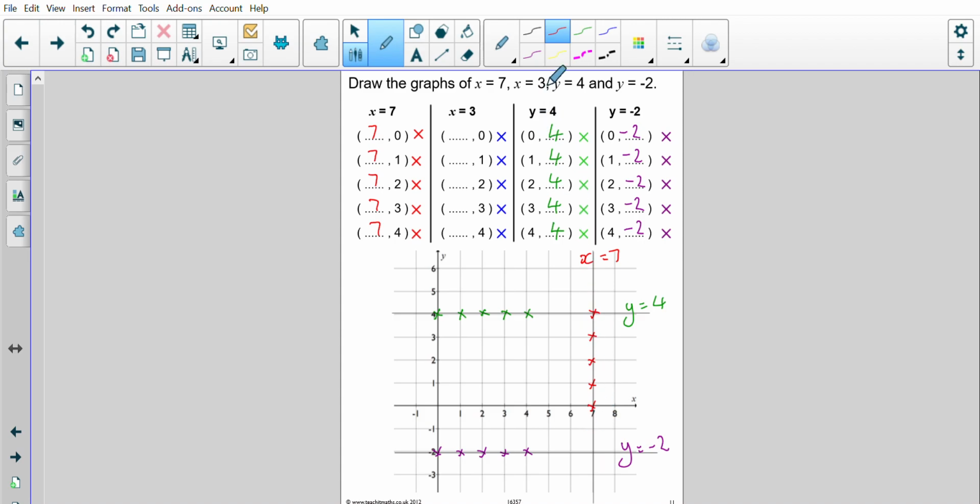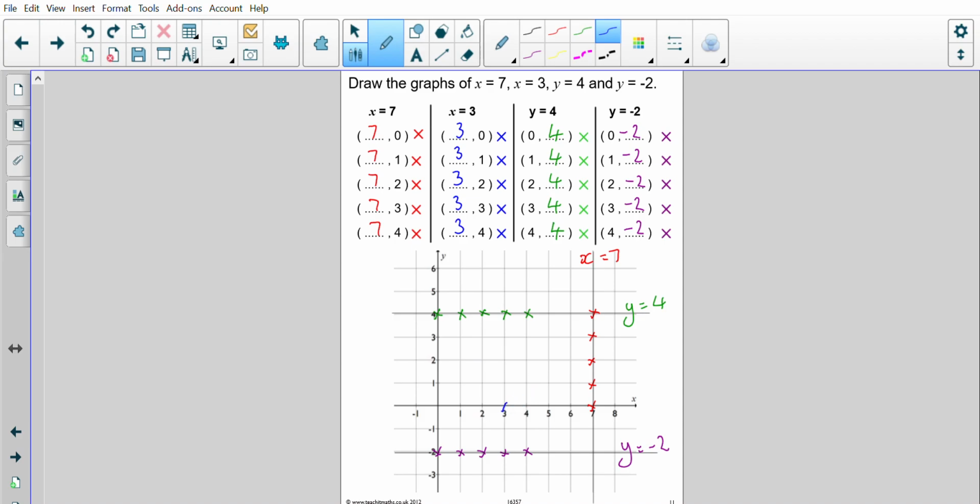So have a prediction then. Where do you think the line x equals 3 will go? Think about where you think it will go, and we'll draw it and see if you're right. So again, x equals 3. All the x coordinates must be 3. The y coordinates can change and be anything we like.